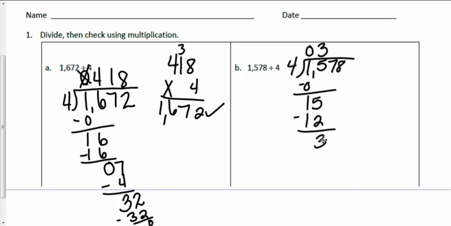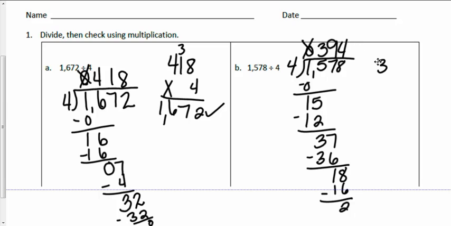I'm going to add that to these 7 tens, and now I have 37 tens divided by 4, which is 9, because 9 times 4 is 36. I have 1 ten left over. I'm going to add it to these 8 ones, and now I have 18 ones divided by 4, which is going to be 4. 4 times 4 is 16. That leaves a remainder of 2. So again, this 0 has no value. So my answer is 394.